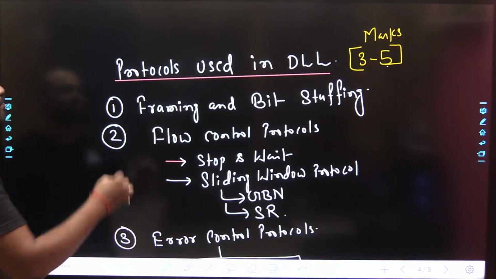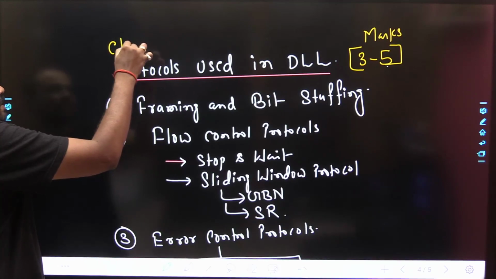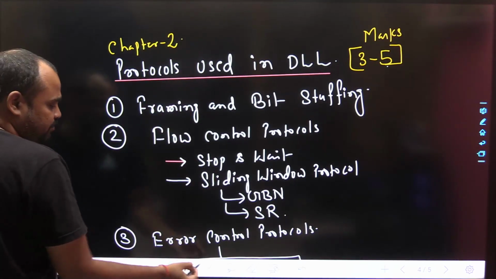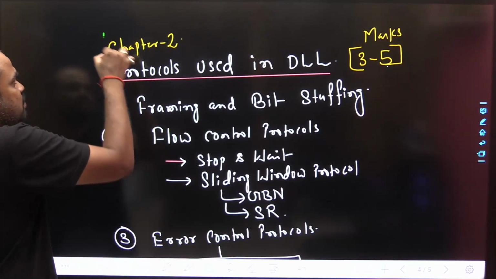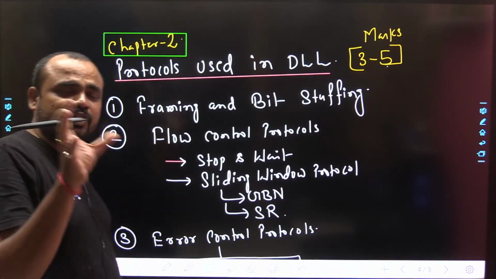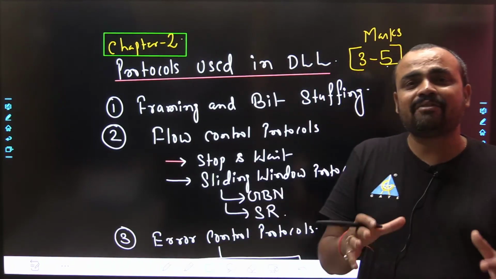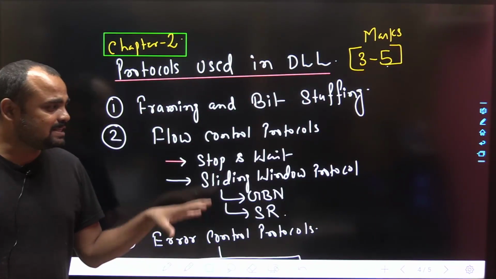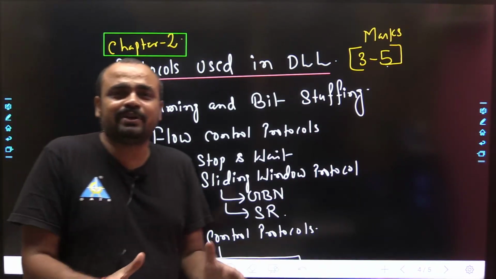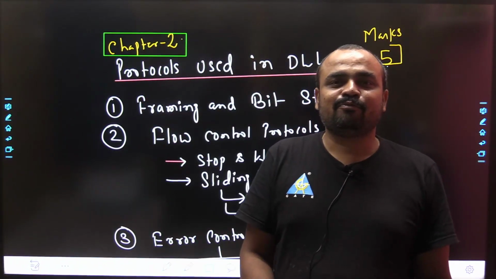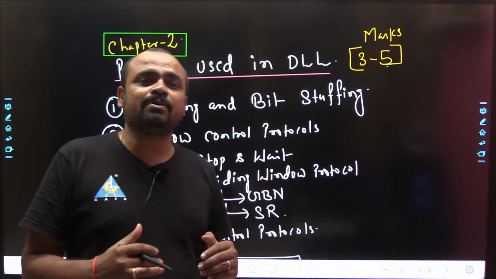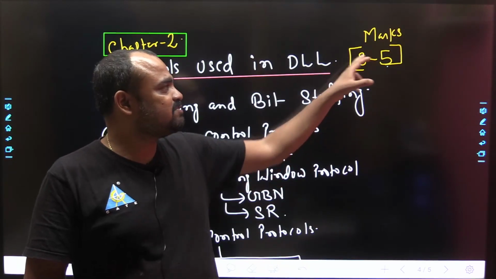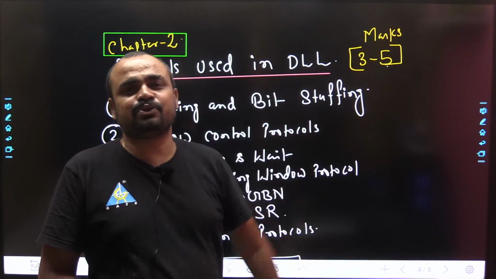This is the chapter which I am writing, or you can say this is chapter 2. In the first chapter you can keep the introduction of computer network that we have covered till now. This is the second chapter that we are going to discuss, and this is one of the biggest chapters inside the computer network, from where maximum questions have been asked. That's why I have written the marks weightage of 3 to 5.